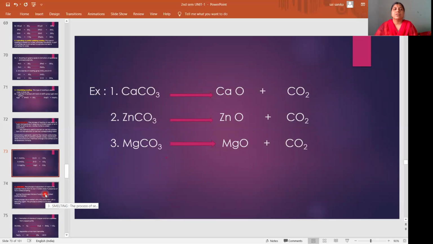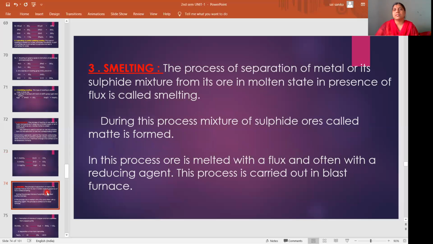So during roasting and calcination, we convert the ores, whether sulfide ores, carbonate ores or bicarbonates, into oxide ores. In smelting, we reduce that oxide ore, because our aim is to extract the metal. So here we reduce the oxide ore by adding flux and some reducing agent. That is called smelting. In smelting, you can separate the metal or the sulfide mixture from its ore in molten state in the presence of flux.